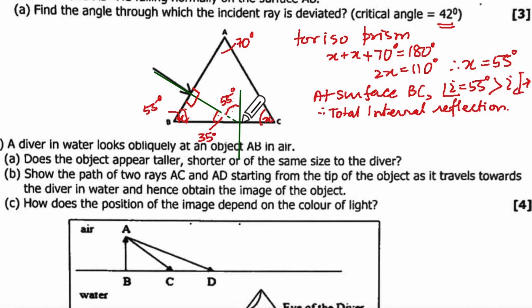So total internal reflection means it's going to be here. This will be 55 degrees. This will be 35 degrees. This will be 55 degrees. So this will be 90, and then it will go undeviated like this. Okay.